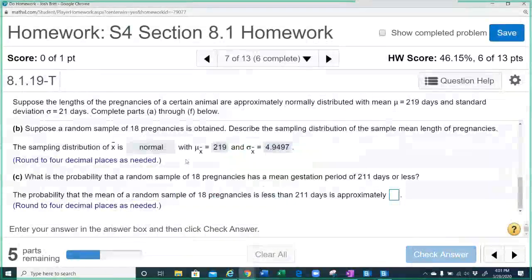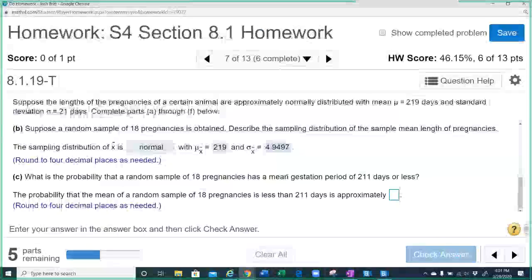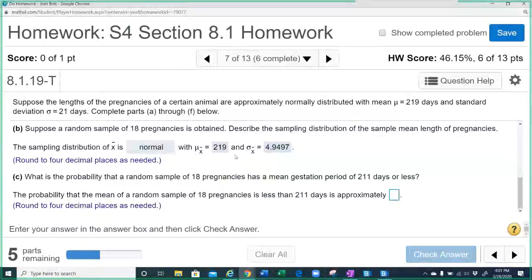Now we can use the distribution of x bar to answer some probability questions. The wording here is key, because we're asking a probability question about the mean of a sample. When you have this kind of question, you're going to use this kind of distribution, mean and standard deviation. So less than 211.